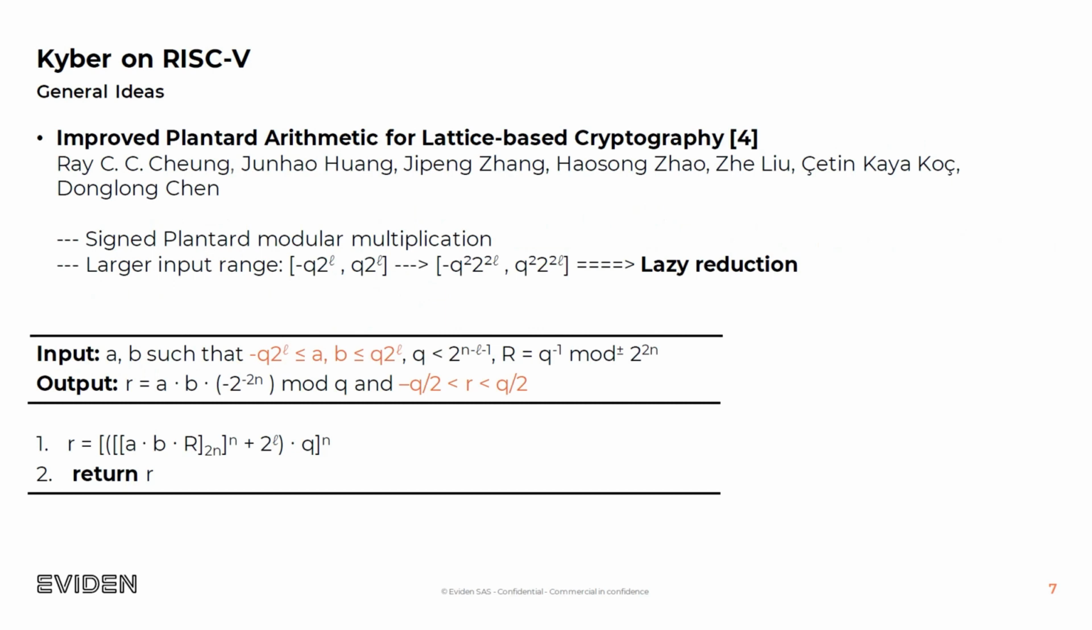in 2021, I think, there is this paper by Huang and An. They have improved the Blanchard, and this is a signed version of Blanchard multiplication. The interesting thing is that they have widened the input range and shrunk the output range into just minus Q over 2 to Q over 2. And this enables the lazy reduction. We don't have to reduce the coefficients before entering the base multiplication. So for some pair-pointwise attack against unprotected Kyber, this lazy reduction comes in very handy.